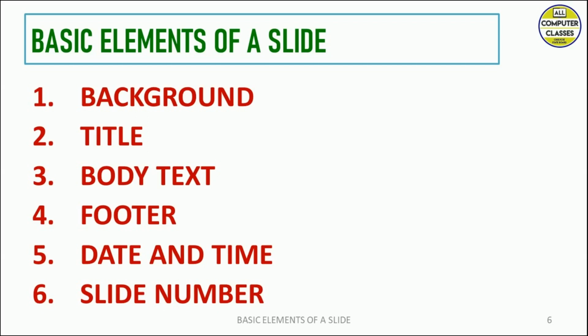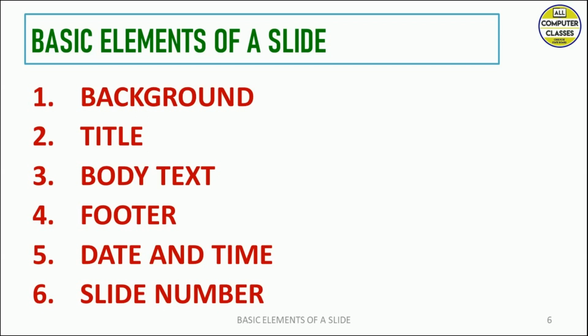Next is title. Every slide would have some title. Then on the basis of that title, there would be a body text. So the third point is body text. It is the main content that you put on your slide in the form of bullet points, numbered points, right? Then is footer. That footer is the text that appears on almost all the slides, right? It shows the slide number, theme, right? Then date and time. It is displayed at the bottom of a slide.